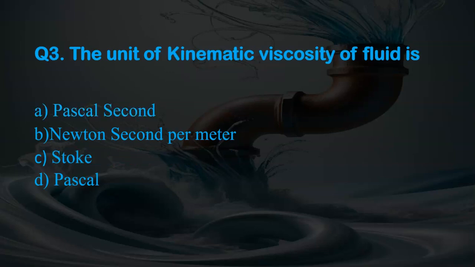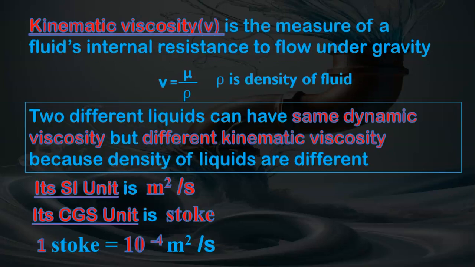Now question 3: the unit of kinematic viscosity of a fluid is option A, Pascal second, option B, Newton second per meter, option C, Stoke, option D, Pascal. Kinematic viscosity is the measure of a fluid's internal resistance to flow under gravity. So nu equals mu by rho, where rho is the density of the fluid. Two different liquids can have the same dynamic viscosity but different kinematic viscosity because the densities of the liquids are different. From the relation it's very clear. Its SI unit is meter square per second, and its CGS unit is Stoke. So 1 Stoke equals 10 raised to minus 4 meter square per second.